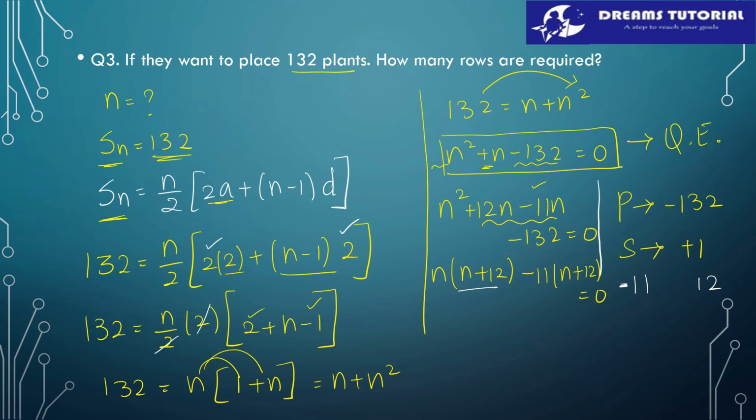So what is the next step? Of course, you can see n plus 12 and n plus 12 is common. So when you take out n plus 12, what are we left with? We are left with n minus 11. This is going to be equal to 0. So what is the value of n? n is either going to be equal to minus 12 or n is equal to 11.